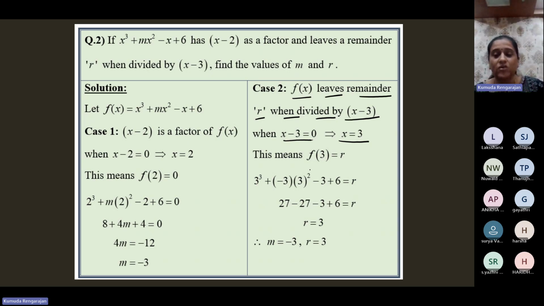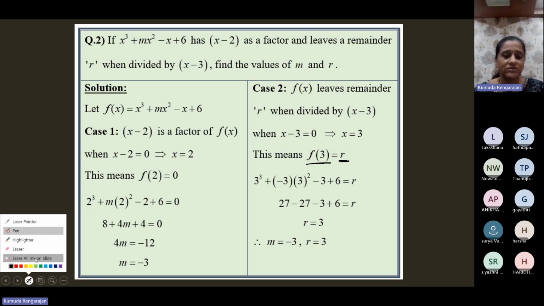Now this means the value of the polynomial f of x at x is equal to 3 is the remainder. And what's the remainder? R. So it is equal to r. Equate this linear polynomial to 0 and find the value of x. Now the value of the polynomial f of x at x is equal to 3 is equal to the remainder, and the remainder is r. So f of 3 is equal to r is the equation.